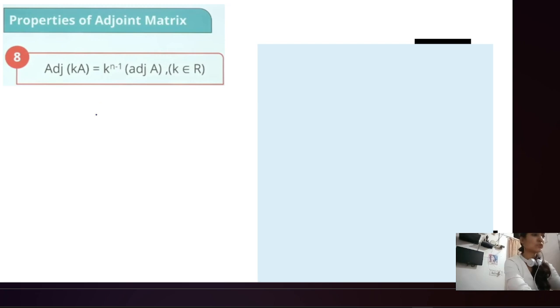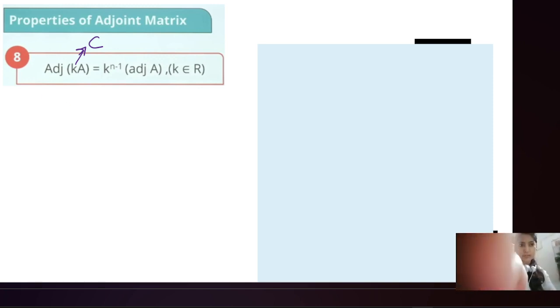Okay, so adjoint of kA is equal to k^(n-1) adjoint of A. We can use the first property to prove this. We can take k as a C. While we are taking C, we can use the first property, same as for A. It will be easy to prove.